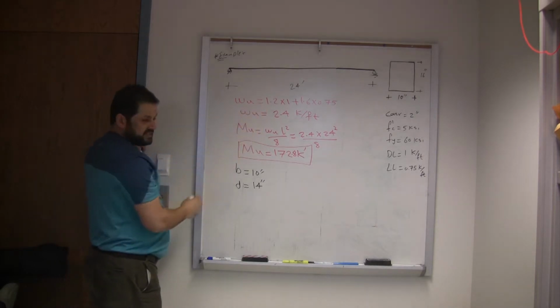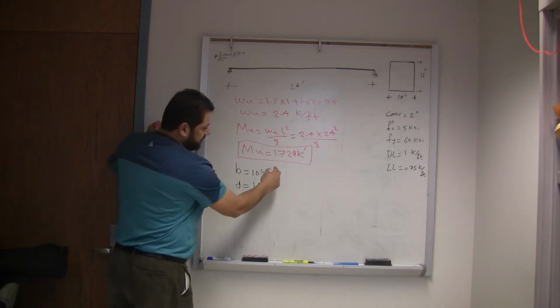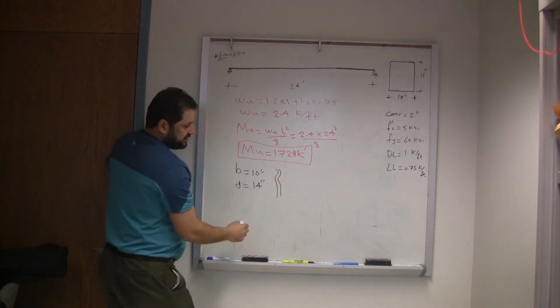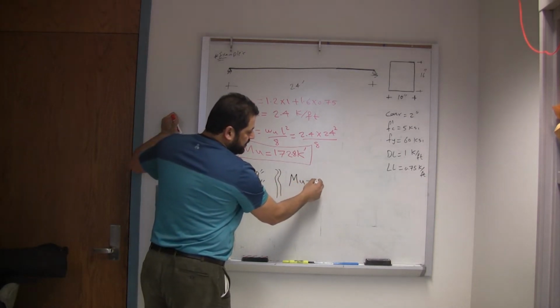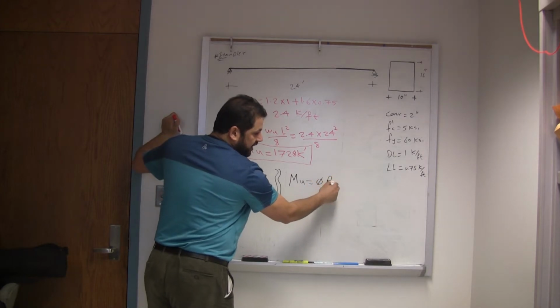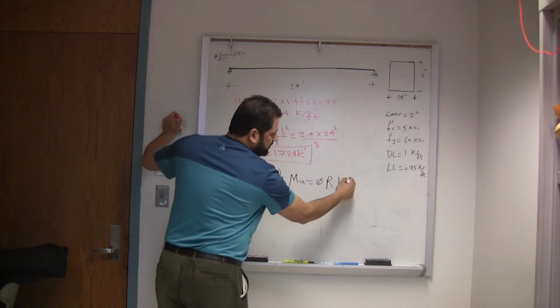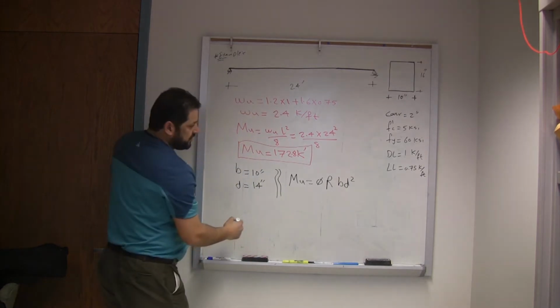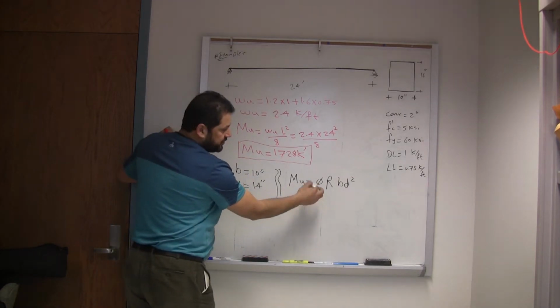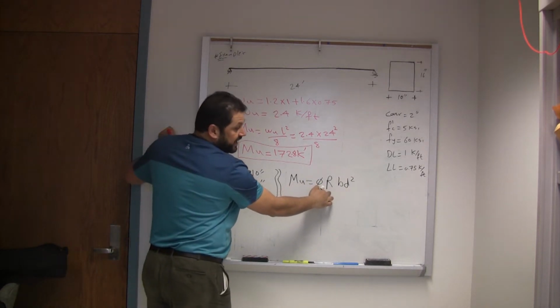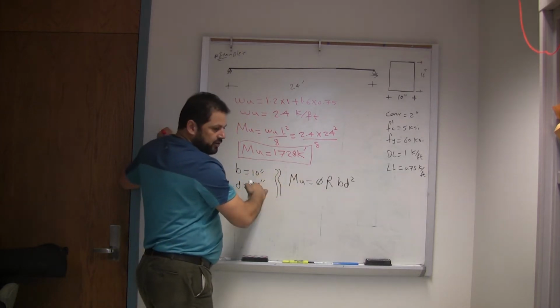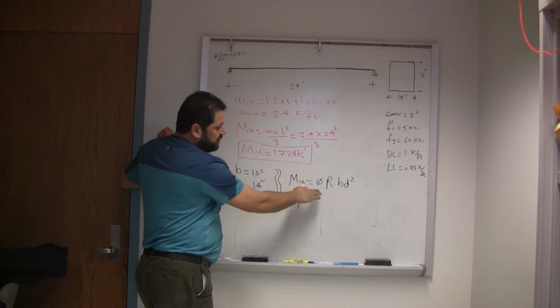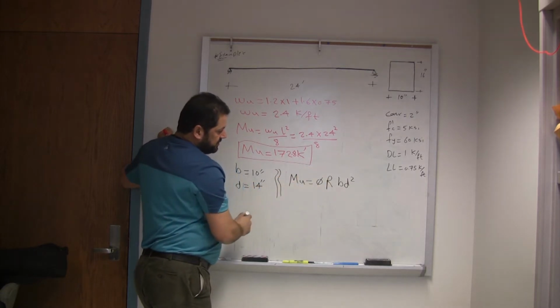What we need to do now is to calculate the required amount of steel. We have the following formula. If we use the design aid, the easiest, M ultimate equals phi R B D squared. So from there everything is given to you except R. Once you find R, you can calculate rho, and I'm going to show you how. Then from rho we can calculate the area of steel.